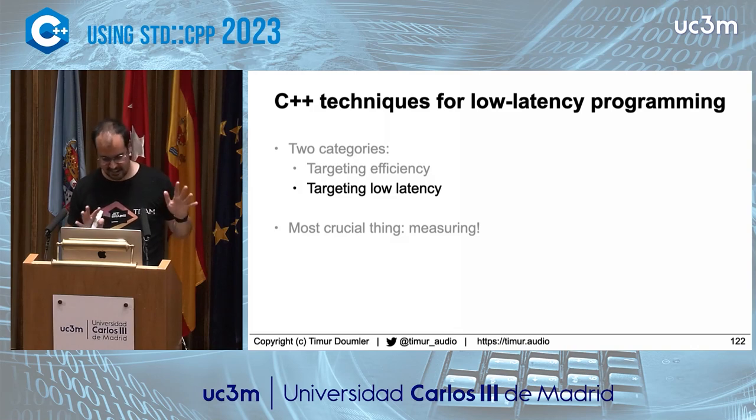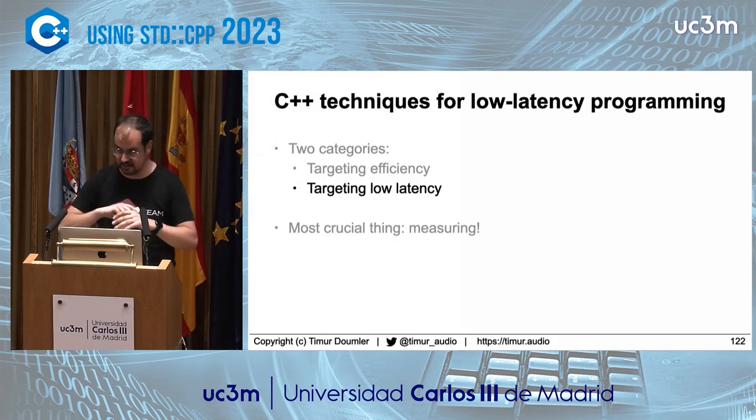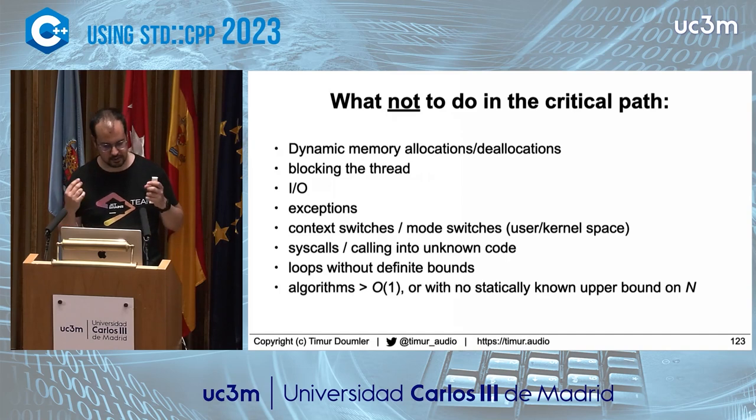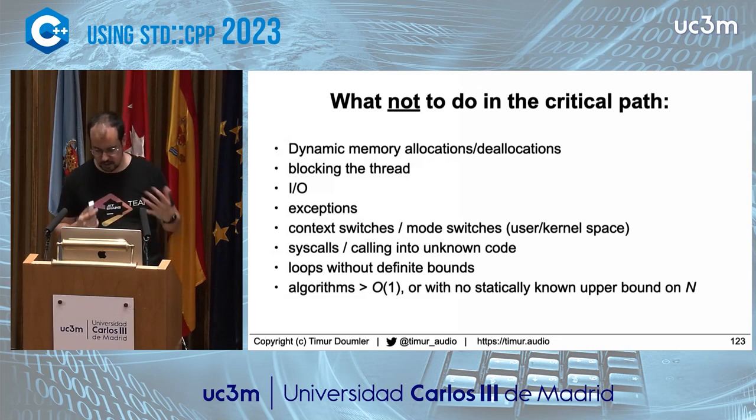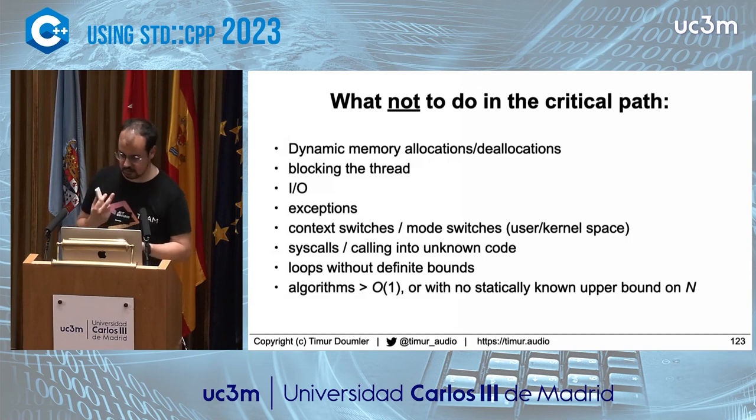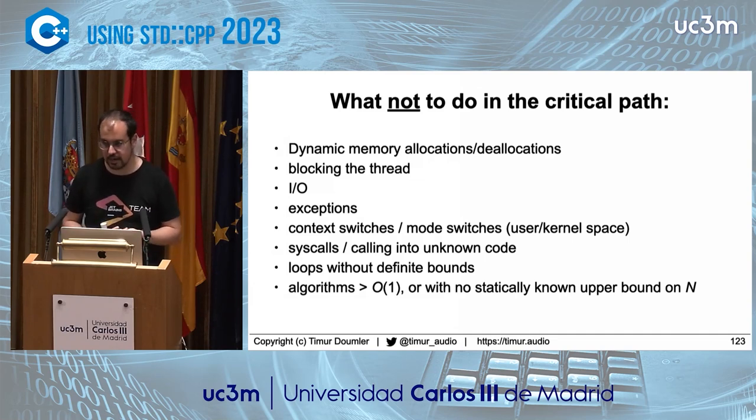I can talk a little bit about low latency programming, where you don't optimize for bandwidth, but you optimize for low latency. The thing about low latency is that if you're optimizing for never being slower than a certain amount of time, there are certain things that you cannot do, right? You cannot allocate or deallocate dynamic memory, because that's a non-deterministic amount of time. You can't block the thread or take a mutex. You can't do any IO like cout or something like this. It's way too slow.